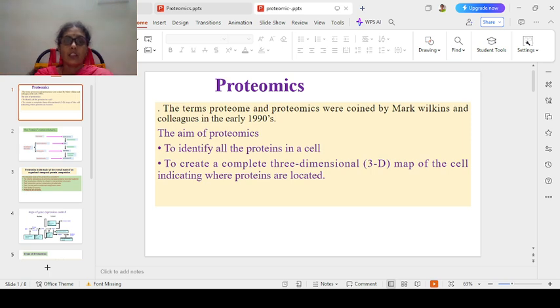Module 1 is introduction to proteomics. So now I am going to tell you a brief introduction about proteomics and its importance. The terms proteome and proteomics were coined by Mark Wilkins and colleagues in the early 1990s. The aim of proteomics is to identify all the proteins in a cell to create a complete three-dimensional 3D map of the cell, indicating where the proteins are located.